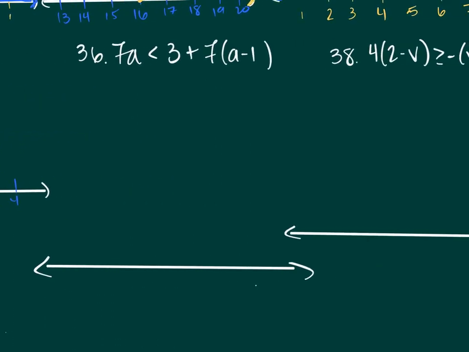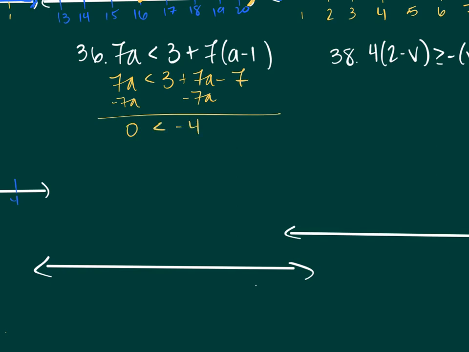36. 7a is less than 3 plus 7a minus 1. So unlike 34, I cannot just divide by what I'm multiplying by on that right side to the parentheses. So instead I've got to distribute. So I get 7a is less than 3 plus 7a minus 7. Now I'm going to get everything with an a on one side and everything without an a on the other. So I'm going to subtract 7a from each side, and I get 0 is less than negative 4.